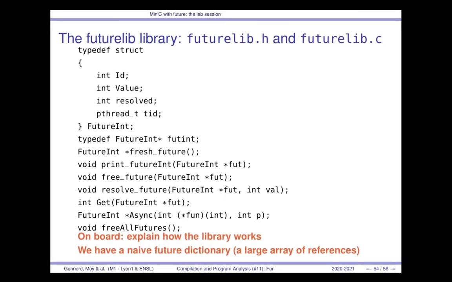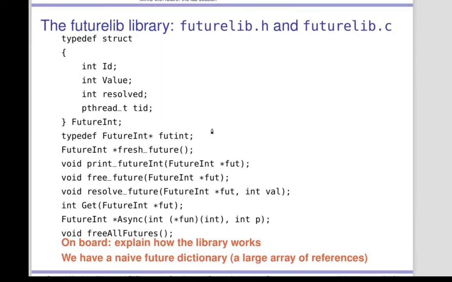So this is the signature of the FutureLib library. You see that we define a structure for futures themselves, which have an identifier. It can have a value stored inside, an integer result that is 1 if the future has been resolved and 0 if it's not yet resolved. So in that case, the value of value is not meaningful. And a future is generally associated to a pthread identifier, that is the identifier of the thread that is responsible for filling this future. So that's information you want to store inside the future.